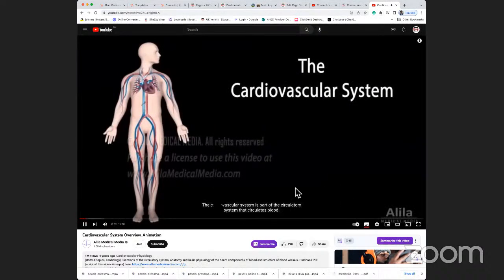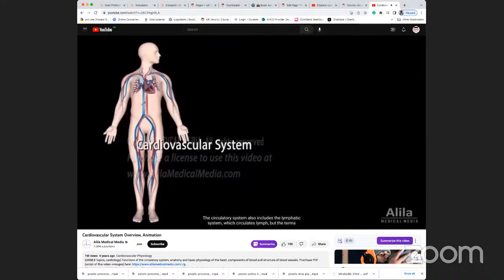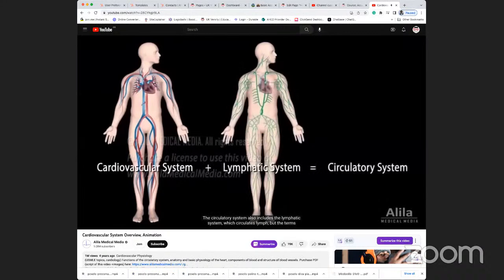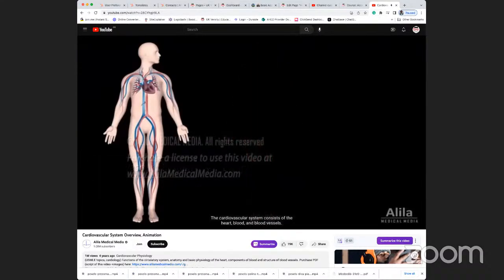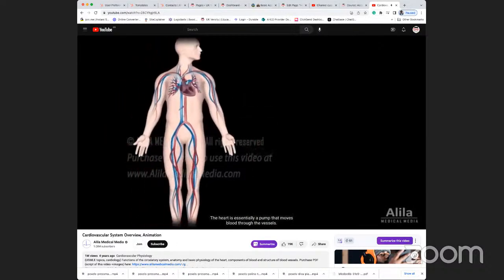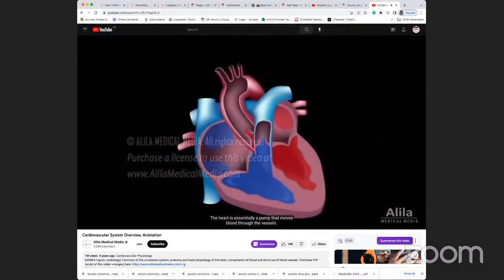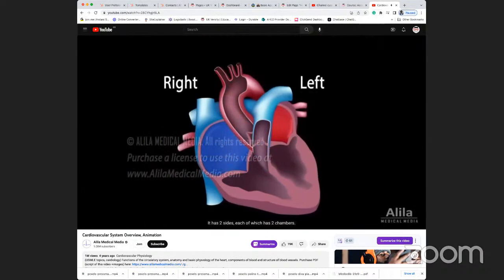Circulatory system that circulates blood. The circulatory system also includes the lymphatic system, which circulates lymph. But the terms circulatory system and cardiovascular system are commonly used interchangeably to describe blood circulation. The cardiovascular system consists of the heart, blood, and blood vessels. The heart is essentially a pump that moves blood through the vessels. It has two sides, each of which has two chambers.